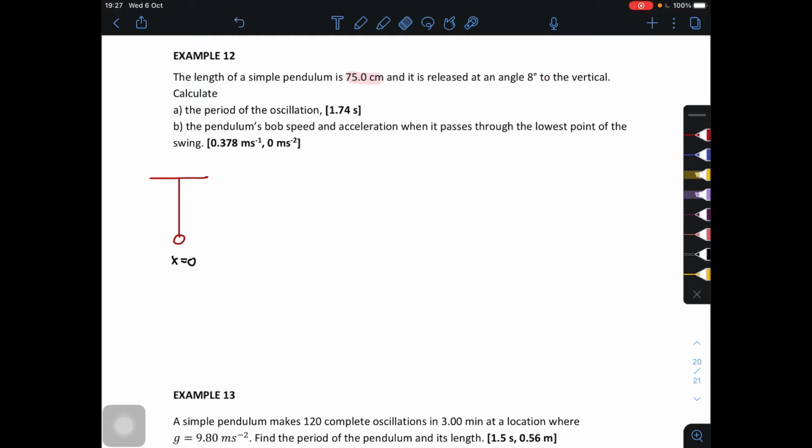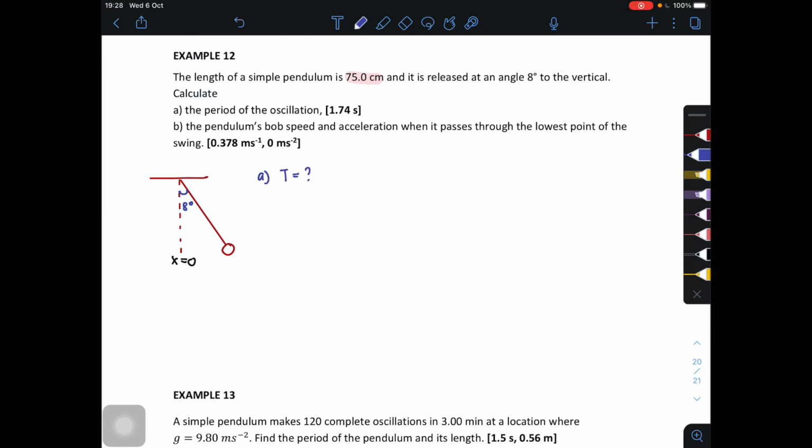So this is the equilibrium point from earlier. And then the pendulum is released at an angle of 8 degree. Okay, so when it is released, obviously it will swing back and forth. So now what we want to find is the value for T, the period.